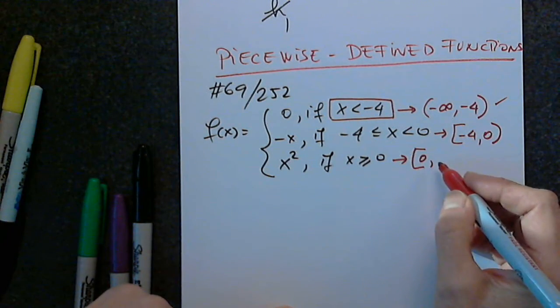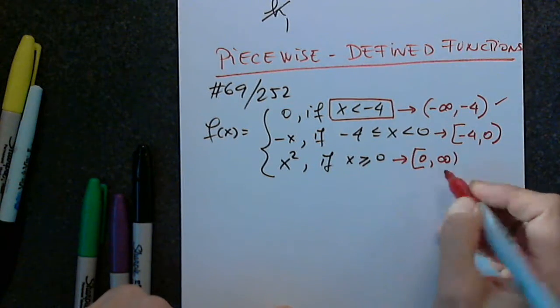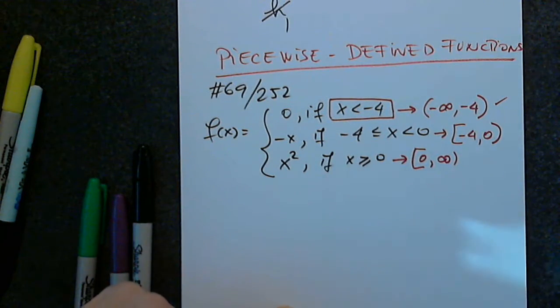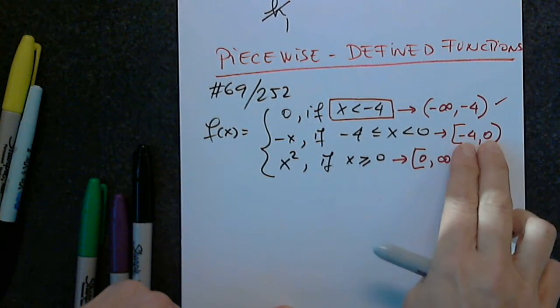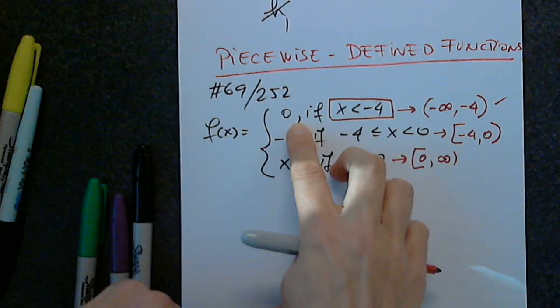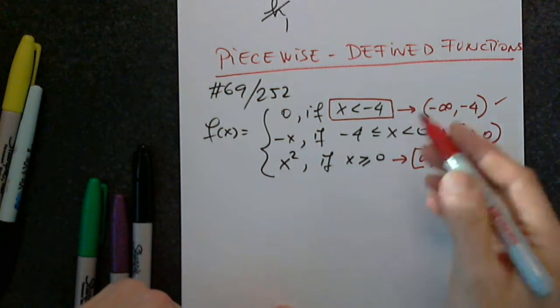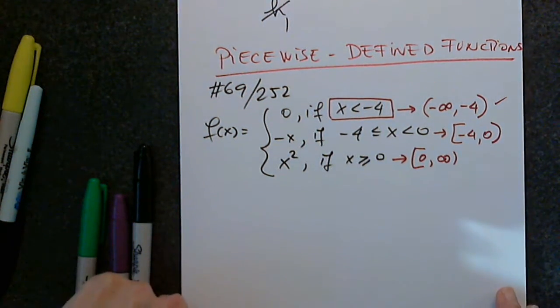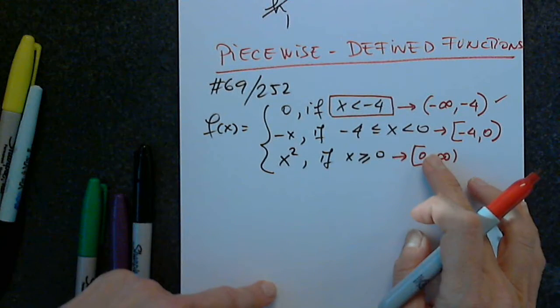Yes? Is that clear? Greater than or equal to 0, to the right of 0, correct? This one says in between -4 and 0. And this one says less than -4, correct? Are these three intervals clear?